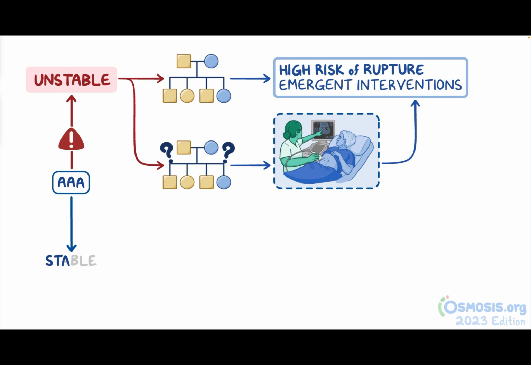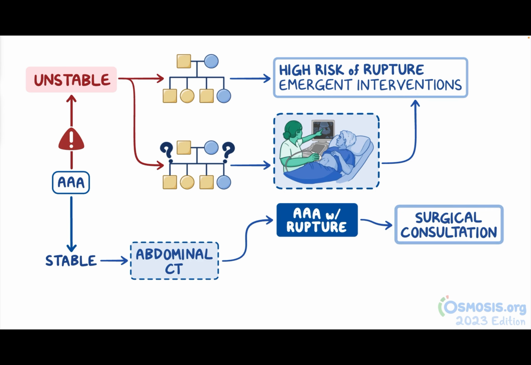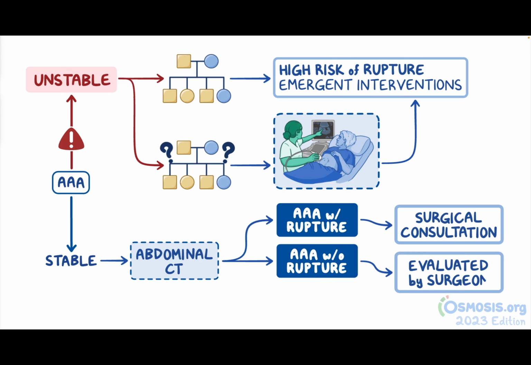When it comes to stable patients, they should be assessed with an abdominal CT. If you see a AAA with rupture on imaging, call the surgical team for an emergent consultation. On the other hand, AAAs without rupture should also be evaluated by a surgeon prior to discharge.